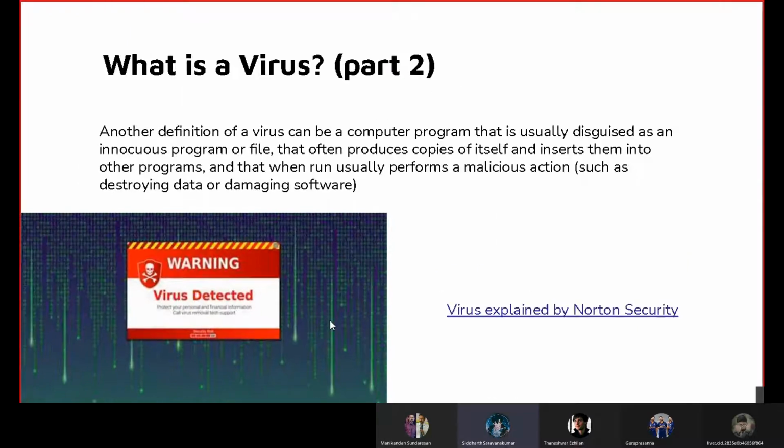Now we come to part 2 of the presentation. Another definition of a virus can be a computer program that is usually disguised as an innocuous program or file that often produces copies of itself and inserts them into other programs. And when run, it usually performs a malicious action, such as destroying data or damaging software. A computer virus pretty much steals your passwords or corrupts your computer. And then I have a short video explaining this from Norton Security.